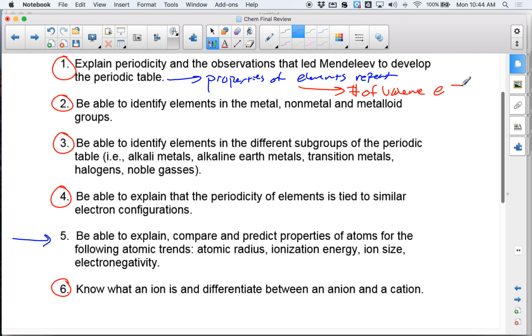Number 2 says you should be able to identify elements in the metal, non-metal, and metalloid groups. Okay? So remember, that's fairly simple. We have this stair step here. I even drew it out on this periodic table so that you can see it. All of this is metals. These are the non-metals. The things that touch the stair step are considered metalloids. We have a couple exceptions, though. Exception number 1, aluminum, even though it touches the stair step, is not a metalloid. It is a metal. So that's exception number 1.